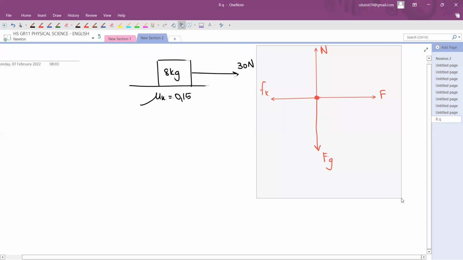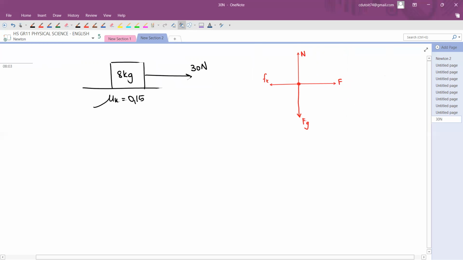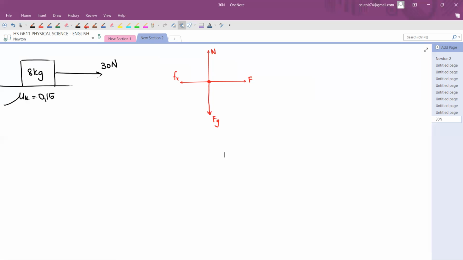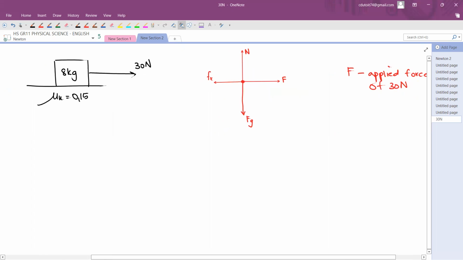Do we have to put something like 30 newtons on this diagram, or do we just leave it like that? You can choose. Whenever you doubt, you can label it, F applied force. Once you add a label, you can basically call it anything you want. You can make it a smiley and your label can be smiley. No, I'm just joking. You can't do that.